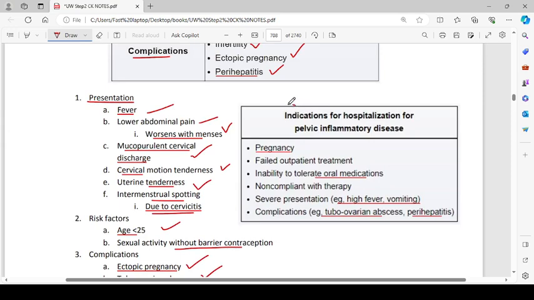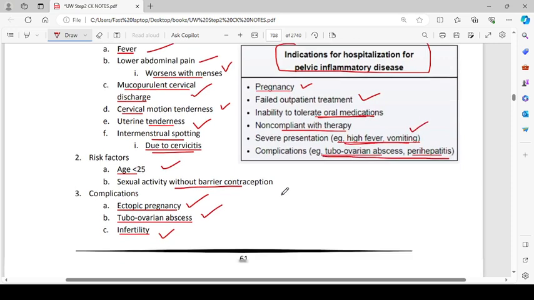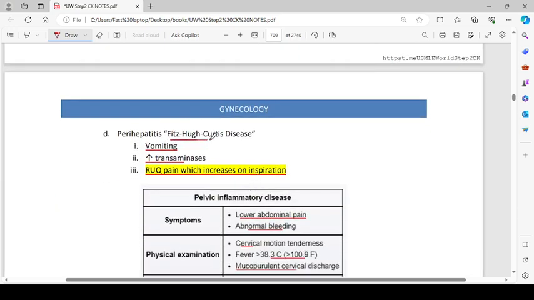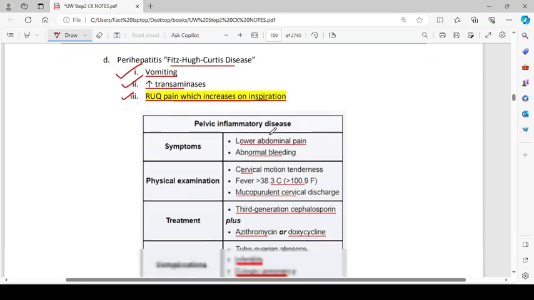Indications for hospitalization for pelvic inflammatory disease are pregnancy, failed outpatient treatment, inability to tolerate oral medications, non-compliance with the therapy, severe presentation, for example, high fever and vomiting, and complications like tubo-ovarian abscess and perihepatitis. Then we have perihepatitis, or Fitz-Hugh-Curtis syndrome. It is associated with vomiting, increased transaminases, and right upper quadrant pain, which increases on inspiration.